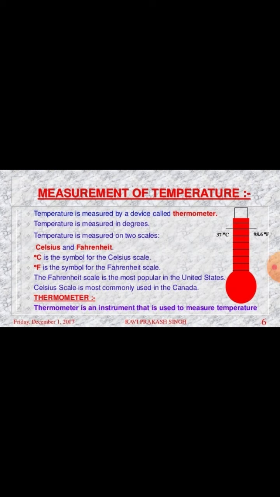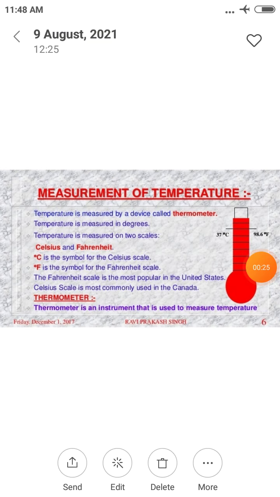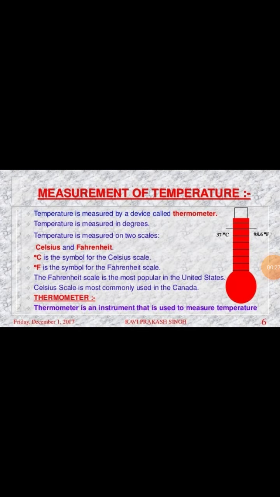So, this is the science chapter, Heat. Under that, in your previous class, you studied heat, temperature and the measurement of temperature, the types of thermometers, and all these things. So in this class, we continue with the measurement of temperature.